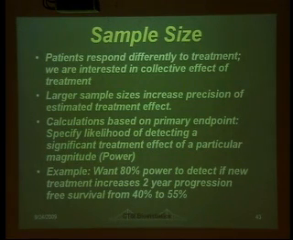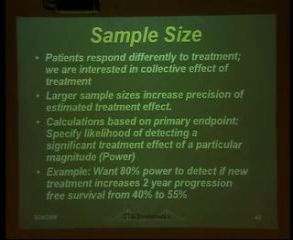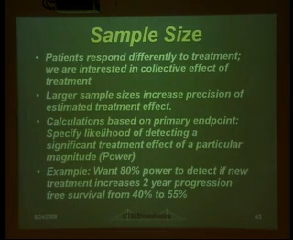As an example, we might design a study where we want 80% power to detect if a new treatment increases 2-year progression-free survival from 40%, which is what we think the control arm might be, to 55%, which is where we are targeting the improvement in the treatment arm. Those are the kinds of things that, as a clinician, you need to be able to specify when you're working with a statistician to develop a clinical trial protocol.